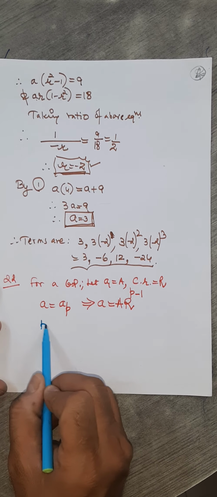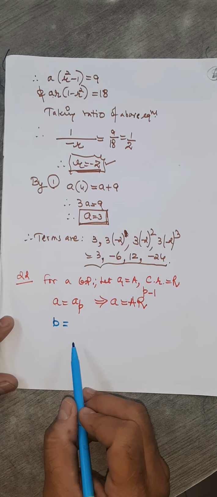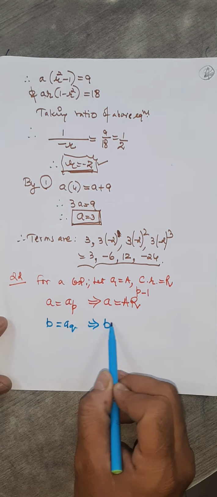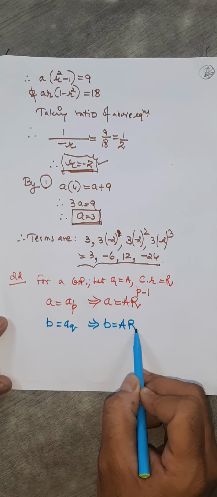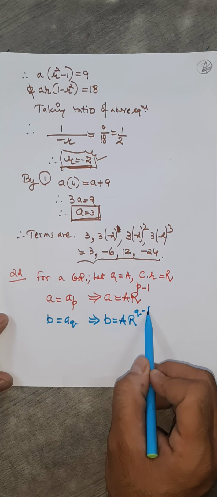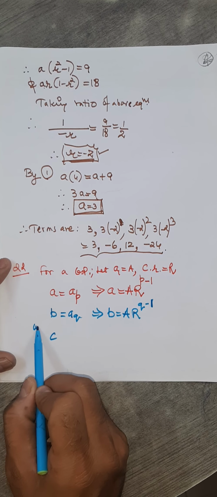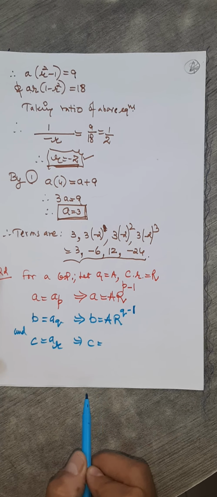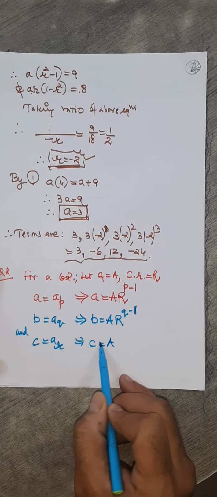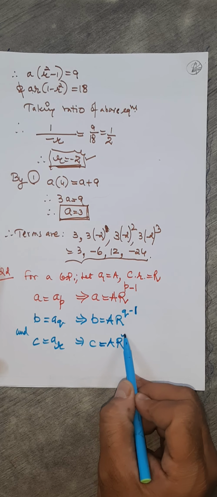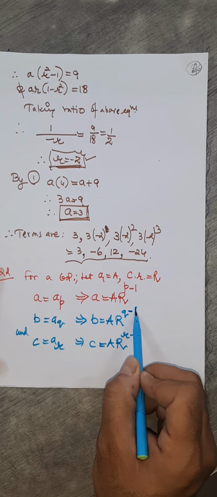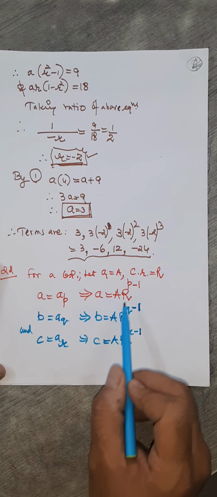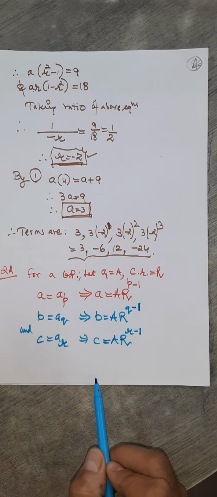Chalo, what is small b in the data? Small b is which term? Qth term. So b equals A into R raised to q minus 1. And what is small c? Small c, that is which term? Rth term. That is small c equals A into R raised to r minus 1. Small a is the pth term, b the qth term, and this is the rth term.